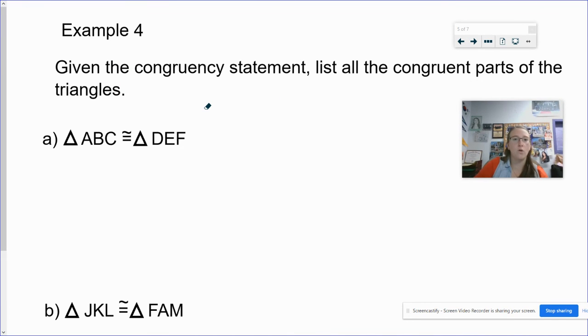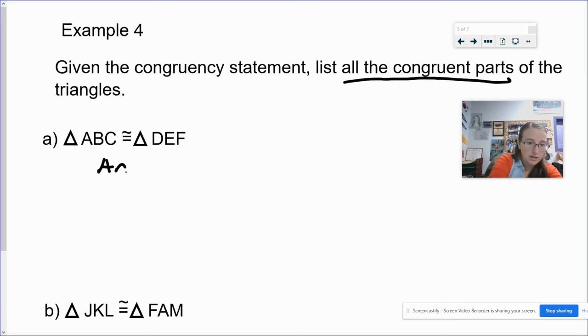Okay, we are on example 4. So we need to review congruency statements. Guys, it is so important that you understand these are written a specific way for a reason. Remember that looking at a congruency statement, I can tell, even without seeing a picture, what all the congruent parts are of the triangle. So I'm not even going to draw a picture. I'm going to just base it off of this. So let's write all the angles. Here's how we know which angles are congruent.